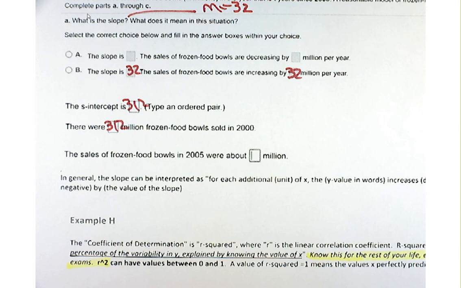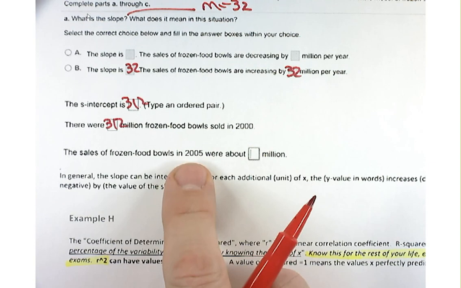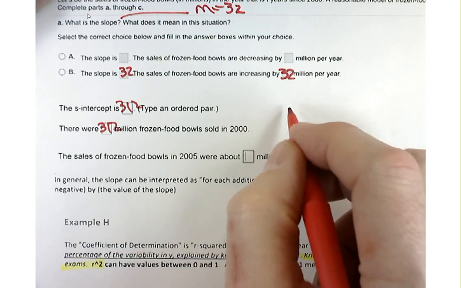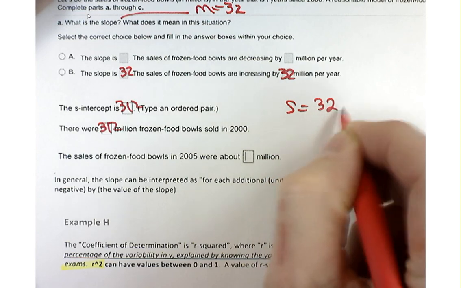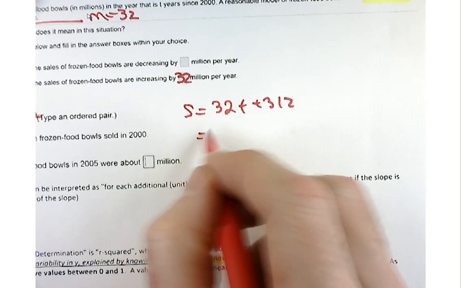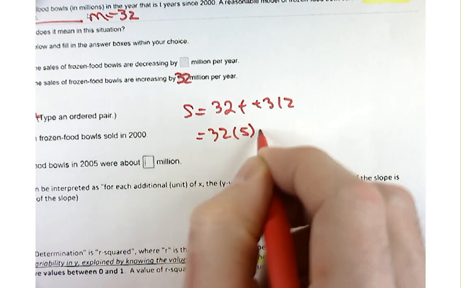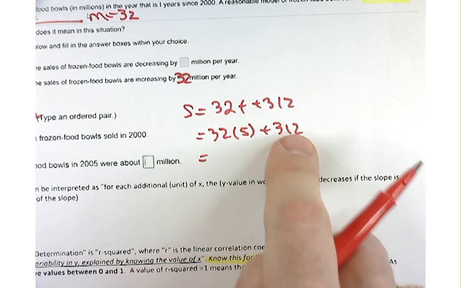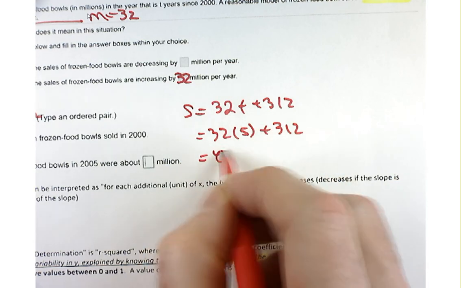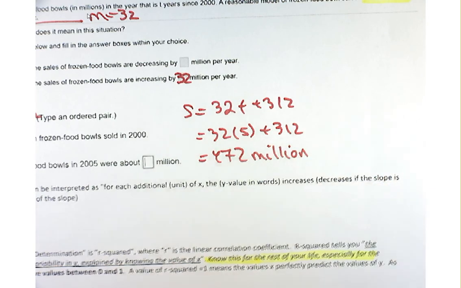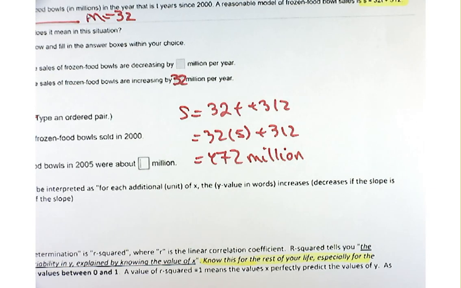What if you wanted to predict about how many frozen food bowls were sold in the year 2005? What do you suppose I would do then? Yeah, plug in 5. So it would be 32 times 5 plus 312. So it'd be 160 plus 312 is 472 million. Wow, not so bad.